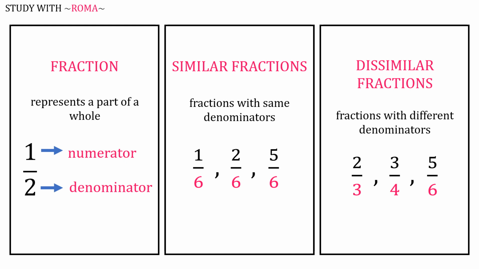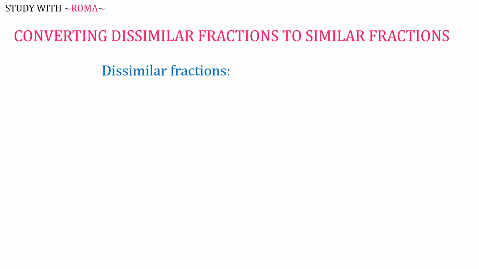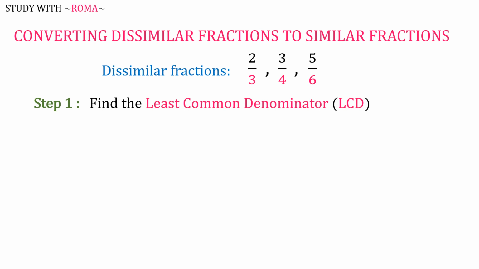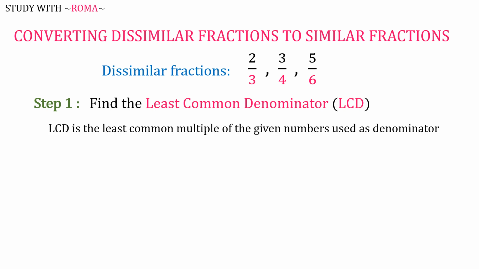Do you know that dissimilar fractions can be changed into similar fractions? Let's study how. Here is our set of dissimilar fractions. 2/3, 3/4, and 5/6. Our aim is for the three fractions to have same denominators to make them similar fractions. So step 1, find the least common denominator or LCD. LCD is the least common multiple of given numbers used as denominator.